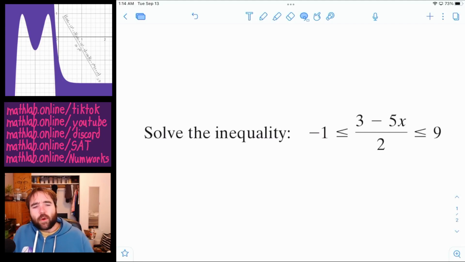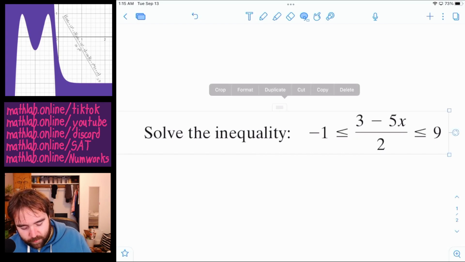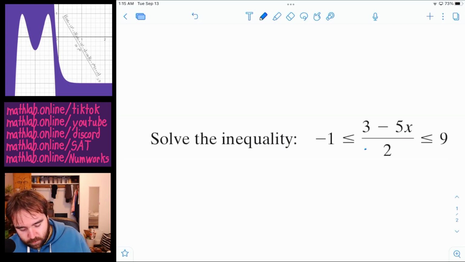So we got another inequality to solve. I think we have so many examples just to point out all the differences, but then also just to point out that they're all kind of the same. We got a couple little twists here though. So for one, we need to get rid of that divide by 2. So let's start off by multiplying everything by 2.